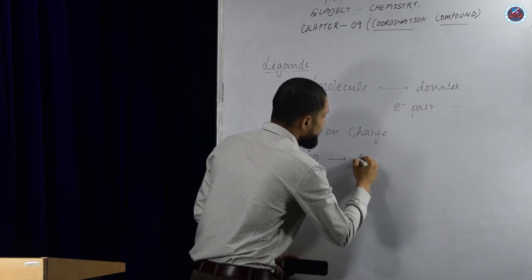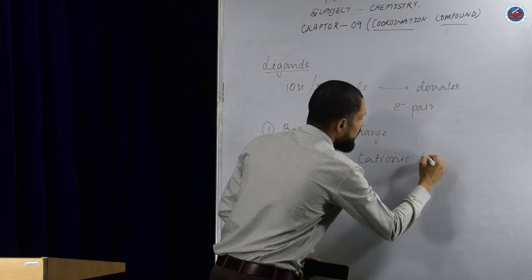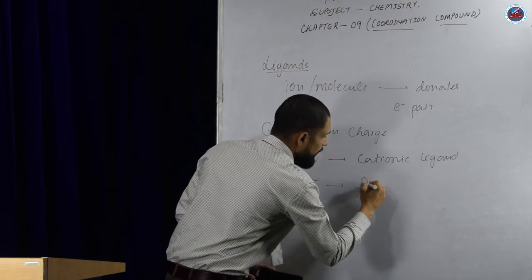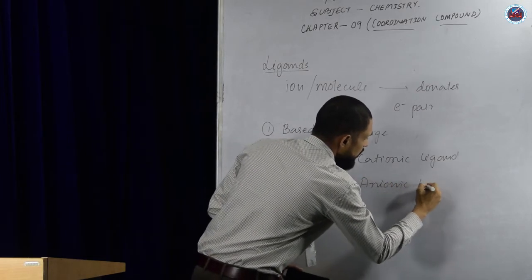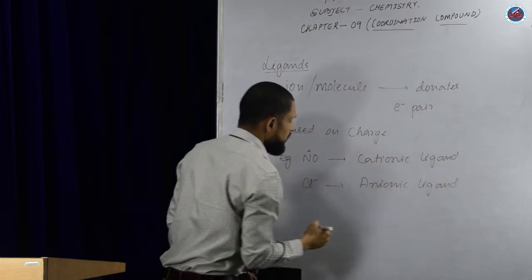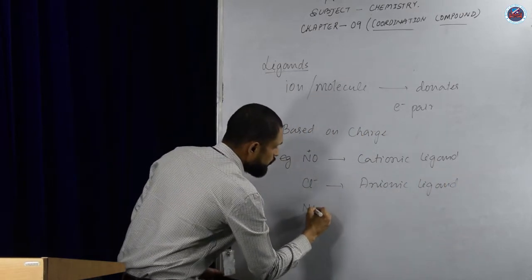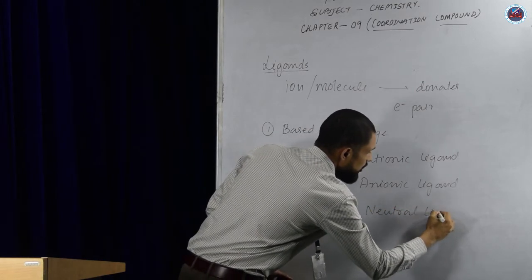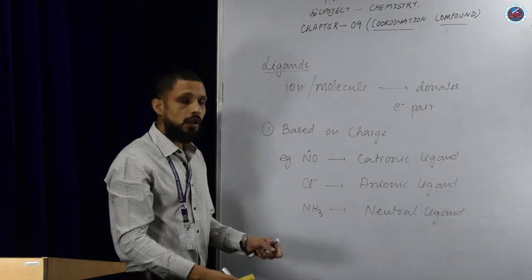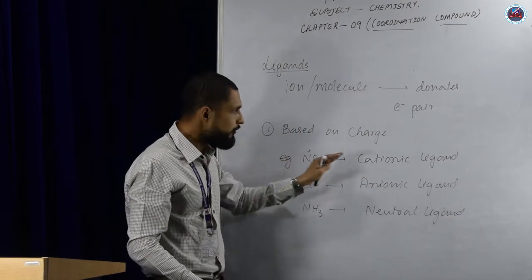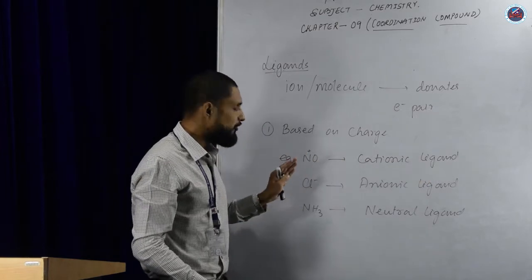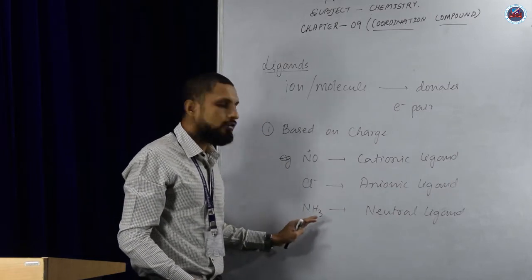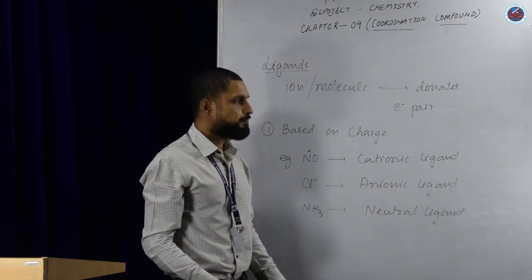So this is cationic ligand. If it is negatively charged, it is known as anionic ligand. Whereas if there is no charge, like NH3, it is known as neutral ligand. So it's very simple. If the ligand carries positive charge, it's cationic ligand. If it carries negative charge, it is anionic ligand. And if there is no charge, it's neutral ligand.